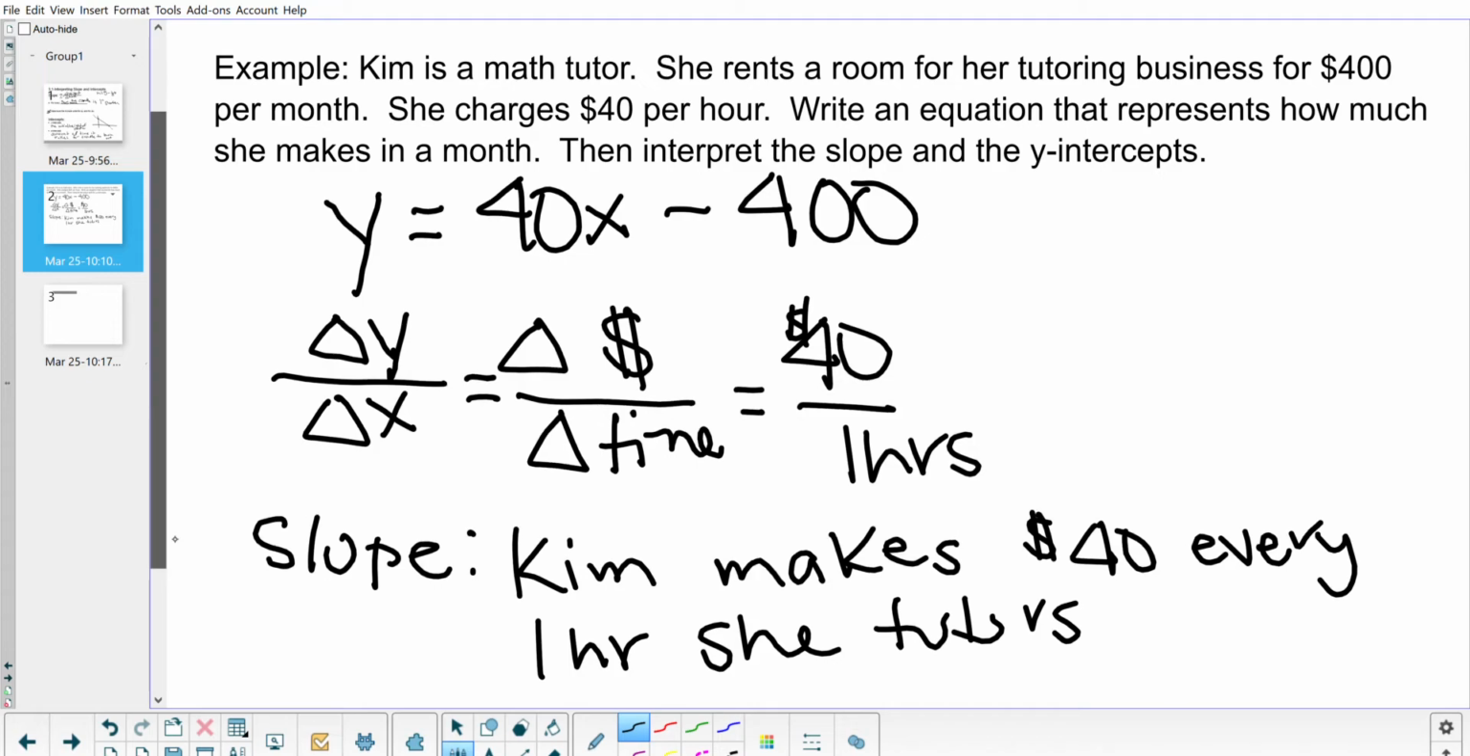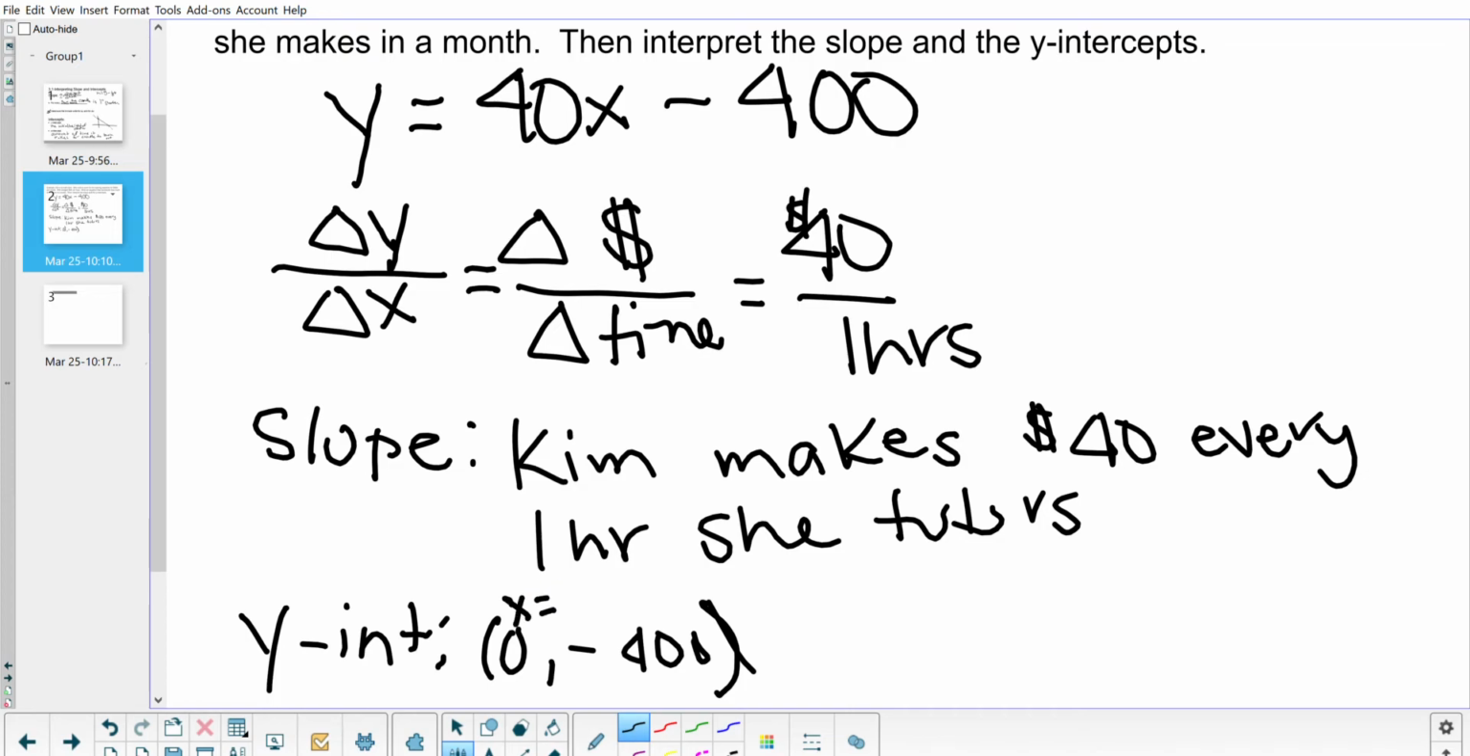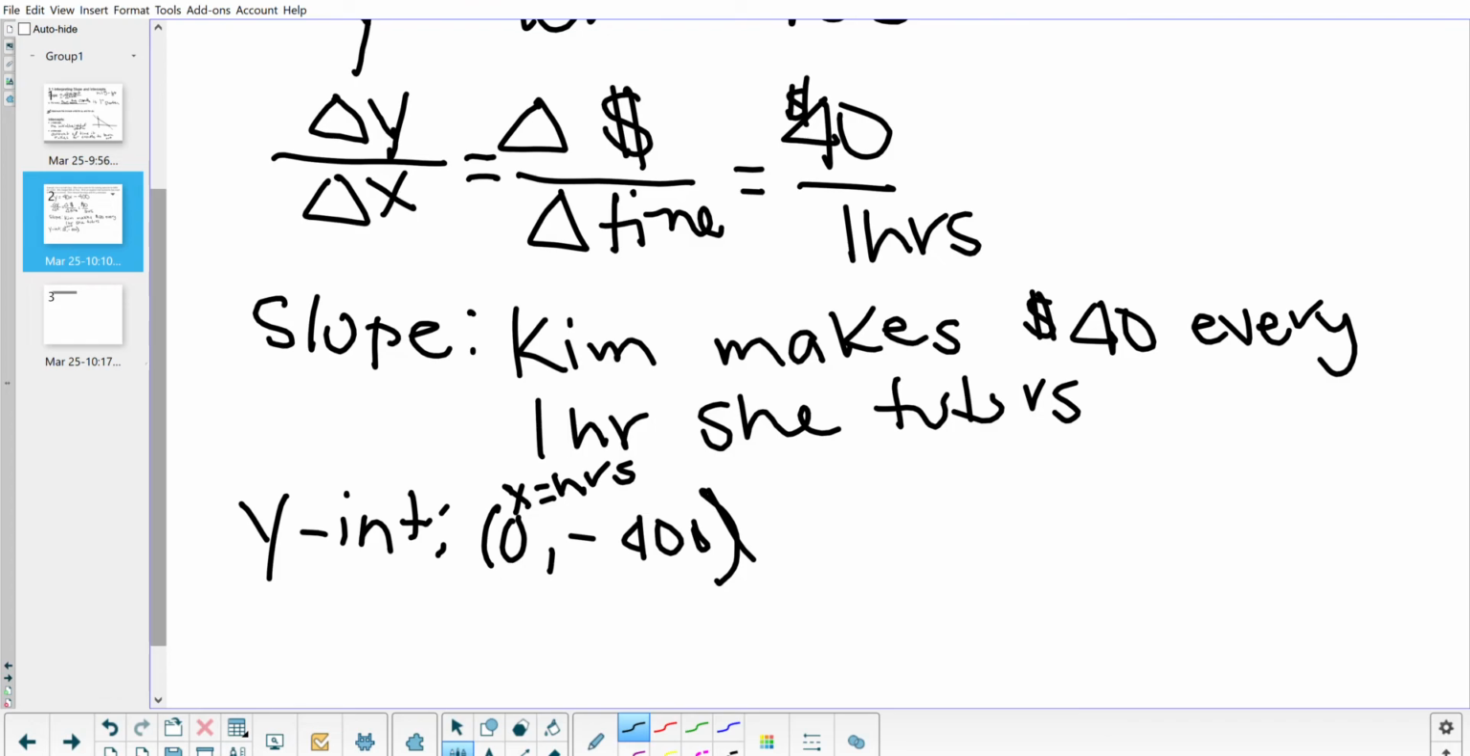Okay, so then let's do the y-intercept. The y-intercept is in the problem. It is negative 400. What does that mean in this word problem? Well, remember the $400 was the rent charge. So if x is 0 and x is hours, if she tutors 0 hours, she loses $400, right? She's going to be $400 in the hole. So that's what the y-intercept is.